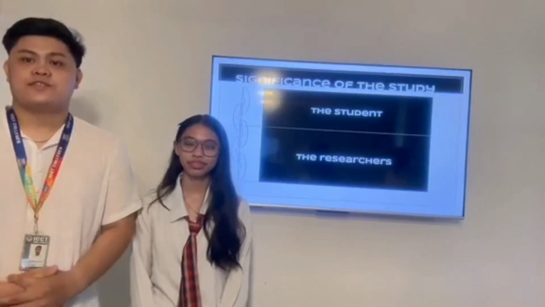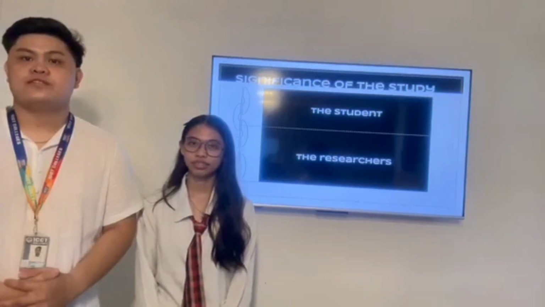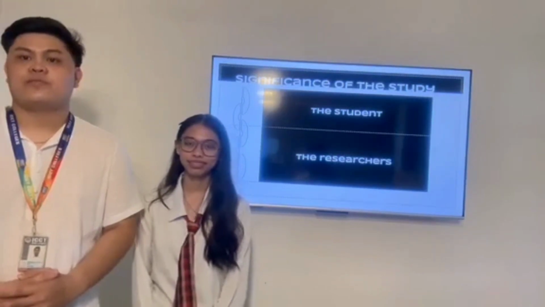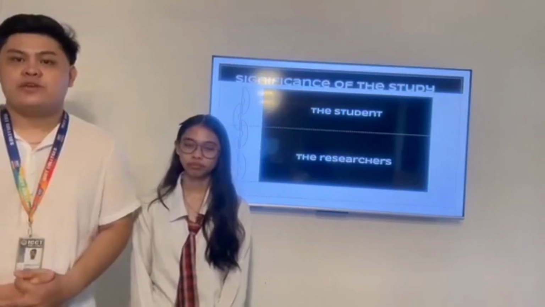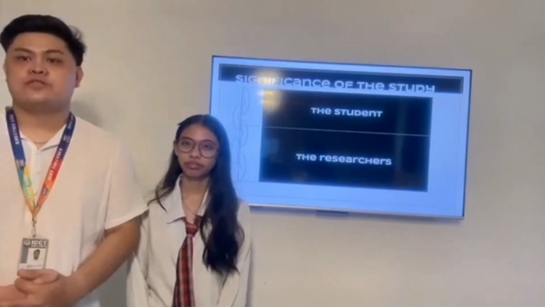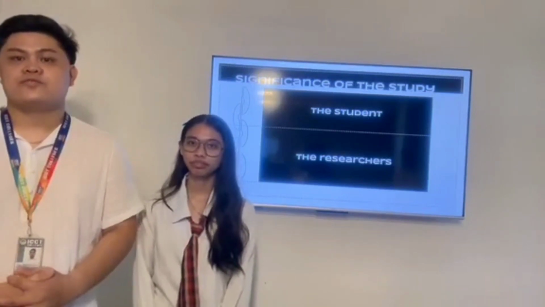Next is the researchers. Through this study, the researchers will experience the processes on how to develop a system for a particular institution. Also, this will make them realize the importance of information technology in human life, especially to an educational institution.